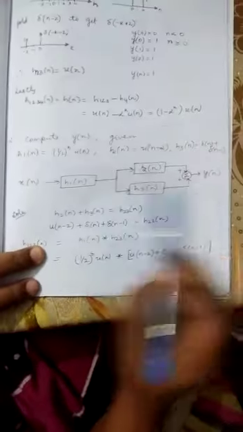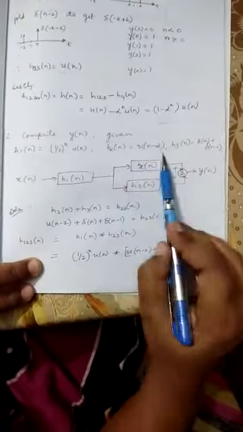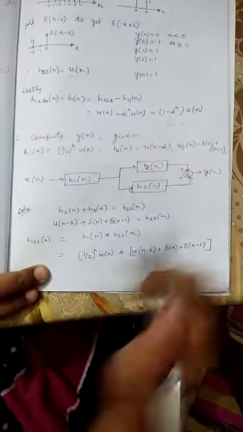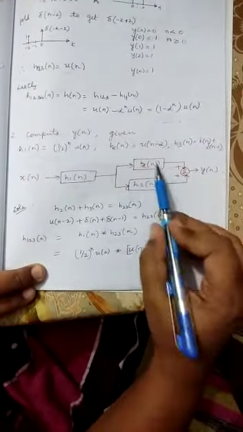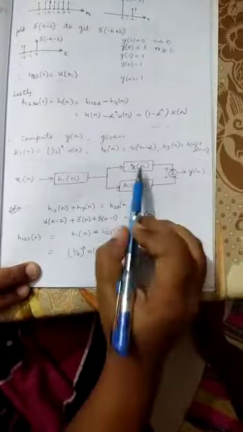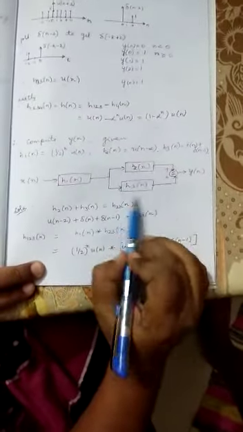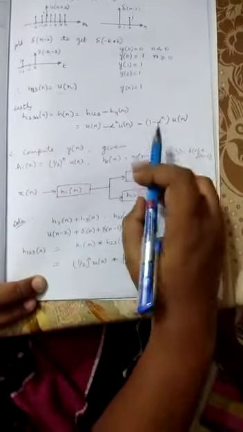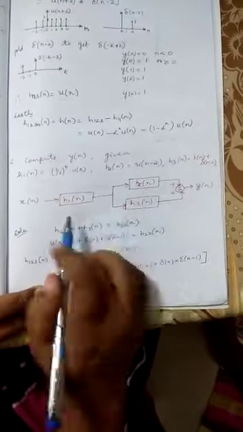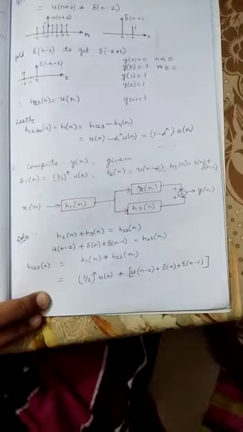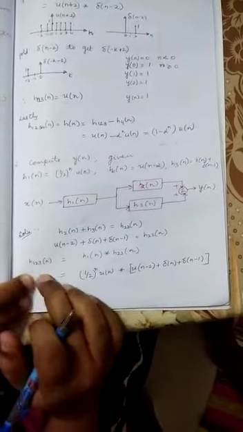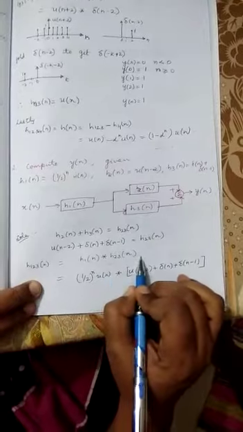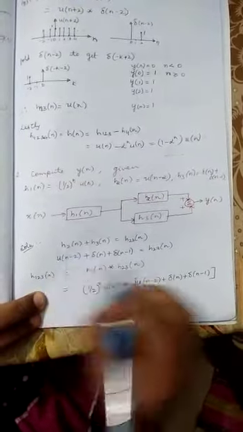They will give the interconnection of the systems and they will give the impulse response of each. So here if you observe, first you simplify the parallel connection. If you simplify this, then H23 will be equal to H2 of n plus H3 of n. Then that whole combination is in series with H1 of n. So we have to convolve them. If you do the convolution, H1 of n convolved with H23 of n.